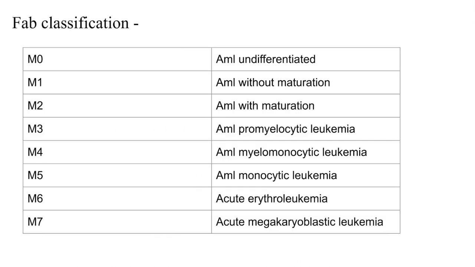Coming to FAB classification, it has M0 to M7. So the first three are undifferentiated, without maturation, with maturation. And the next three are promyelocytic, myelomonocytic and the monocytic. And the next two are for M6, remember RBC, right? So acute erythroleukemia. For M7, remember platelets, which you can resemble with acute megakaryoblastic leukemia. So now from M0 to M7 we have AML undifferentiated, AML without maturation and with maturation, AML promyelocytic, myelomonocytic, monocytic, acute erythroleukemia, acute megakaryoblastic leukemia.